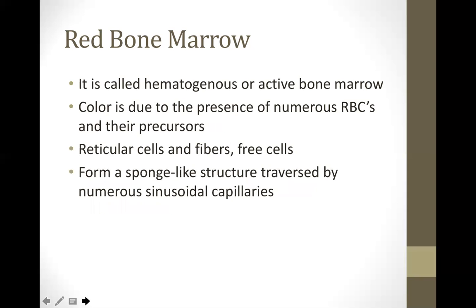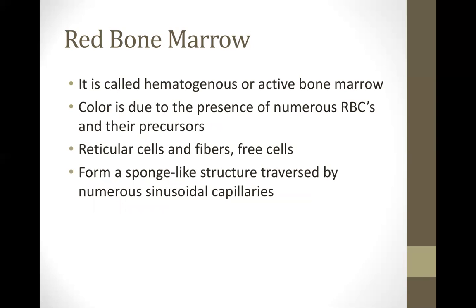Alright, now, red bone marrow is also called the hematogenous or active bone marrow. Meaning, obviously, this red bone marrow is hematogenous because this is where hematopoiesis occurs. Right? Active bone marrow kasi kung walang bone marrow, walang RBC na bago after 120 days. Okay? Now, the color is due to the presence of numerous red blood cells and their precursors.